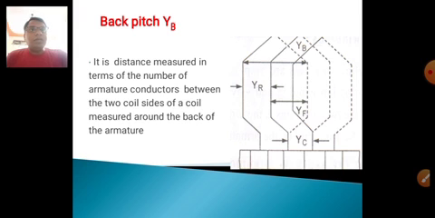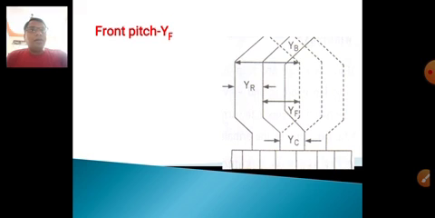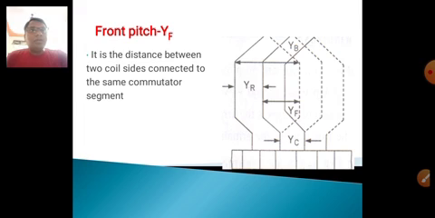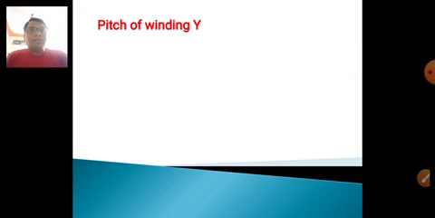Back pitch is the two sides of the coil. It is the distance measured in terms of the number of armature conductors between the two coil sides of a coil, measured around the back of the armature. That is known as back pitch. And front pitch relates to the commutator segment. It is the distance between two coil sides connected to the same commutator segment. That is front pitch.